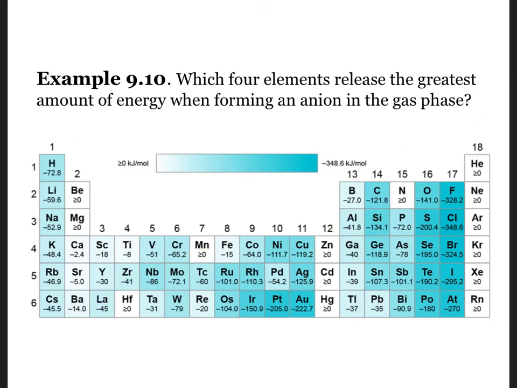Let's work through example 9.10 together. Which four elements release the most energy when forming an anion in the gas phase? Elements that release energy have negative electron affinity values. The halogens, group 17, have the greatest negative electron affinities of all the elements and, therefore, give off the most energy when forming a gas phase anion.